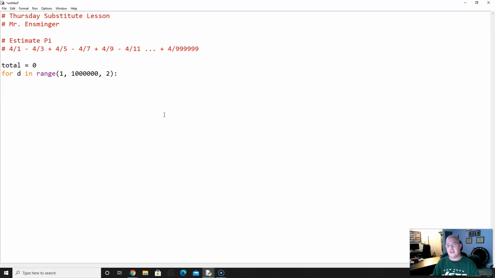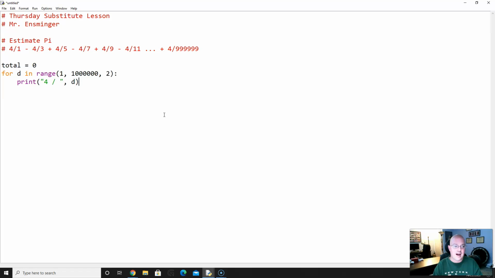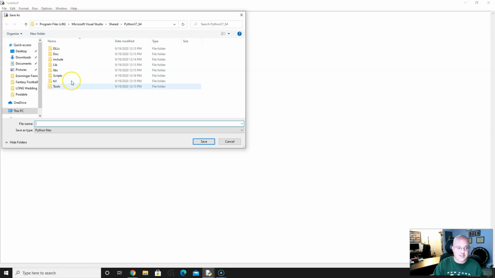The only thing that we don't have yet is the whole plus and minus thing. But let's just, for the moment, look and see what this gives us. If I'm going to print quote 4, comma, well, I guess 4 slash, and then comma d for denominator. Just again, to show you what this gives you. If I run this real fast, I might have to stop because it's probably going to go on for a very long time.